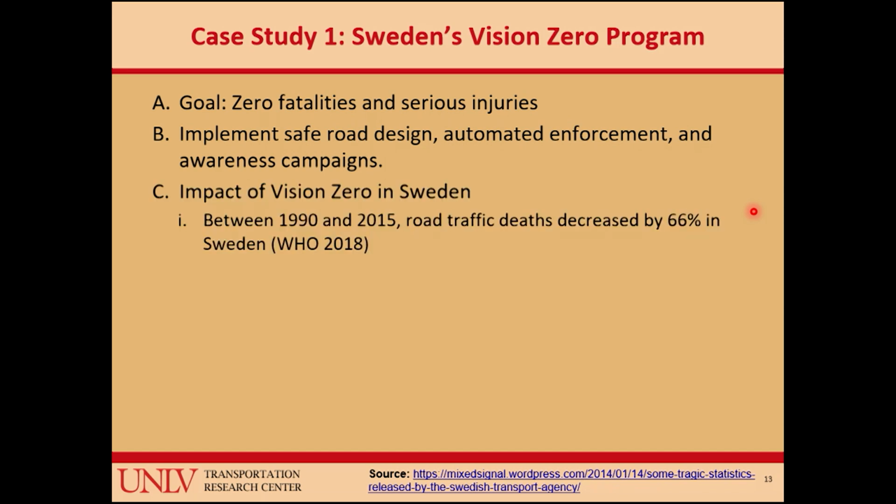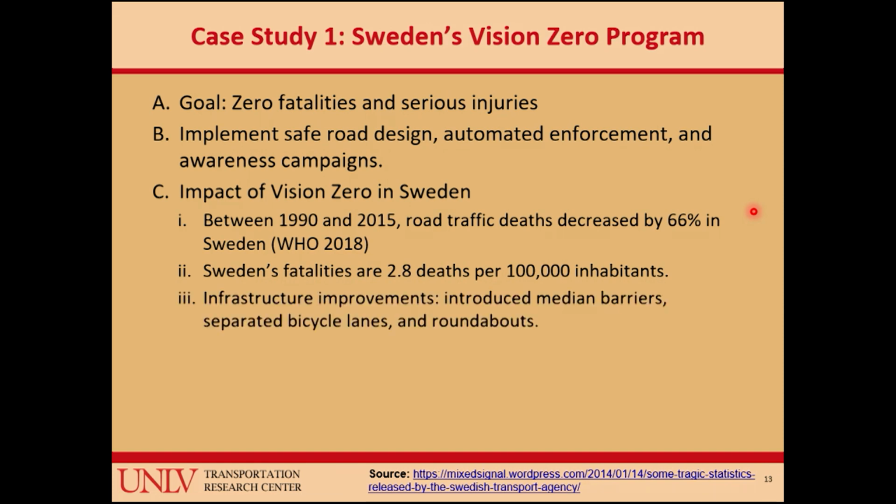And the impact, so between 1990 and 2015, that's a reasonable amount of time, 25 years, road traffic fatalities dropped by 66%. And now it is 2.8 per 100,000 inhabitants. Remember from several slides ago, in the poor countries it is 28, 10 times higher. And the infrastructure improvements included better roadway design, barriers to prevent crossover crashes. Those are the median barriers.